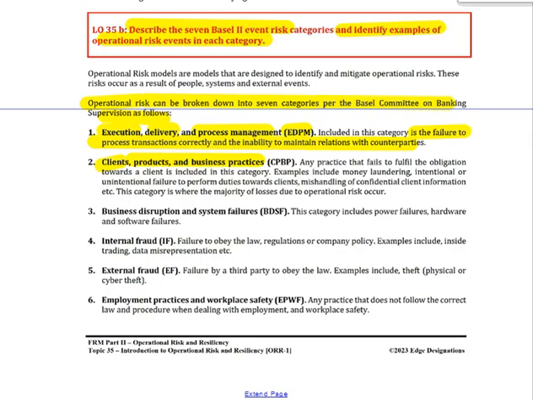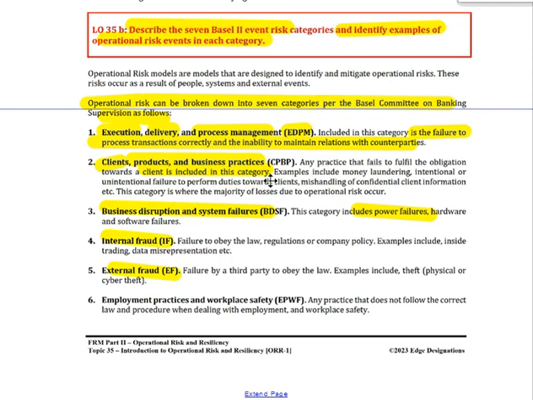Clients, products, and business practices. Okay, any practice, and you can see it's quite people related, this whole concept of op risk. Any practice that fails to fulfill the obligation towards a client goes into this particular category. Business disruption and systems failure: power failures, hardware failures, software failures, things like that.